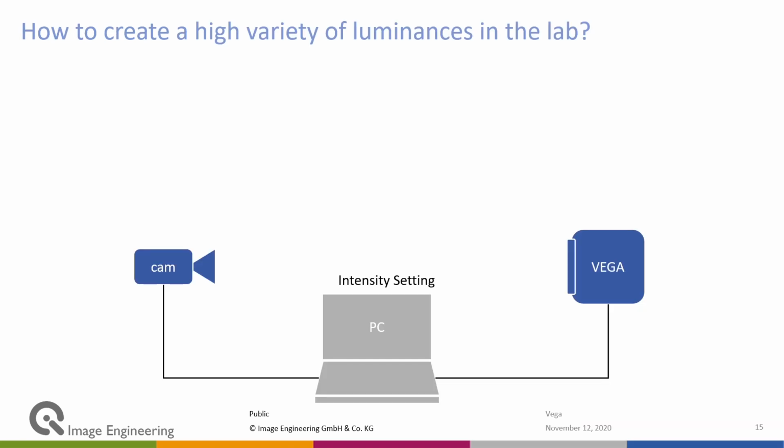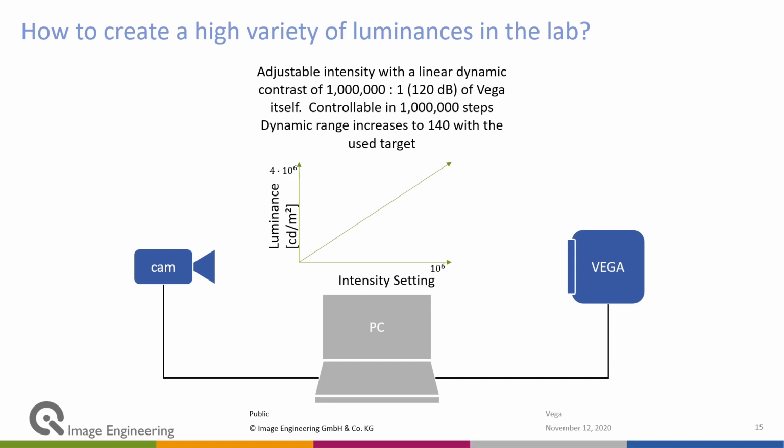So what you can do is with VEGA, as it is a stabilized light source, and we talk about color shifts later, you can dim your light source without hesitation, and you can achieve a high variety of luminances in your testing. So, for example, we can take a look. Our VEGA light source has a linear dynamic contrast of 1 million to 1, so it's about 120 dB.